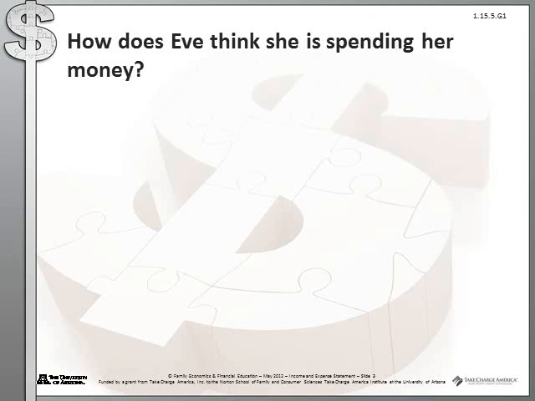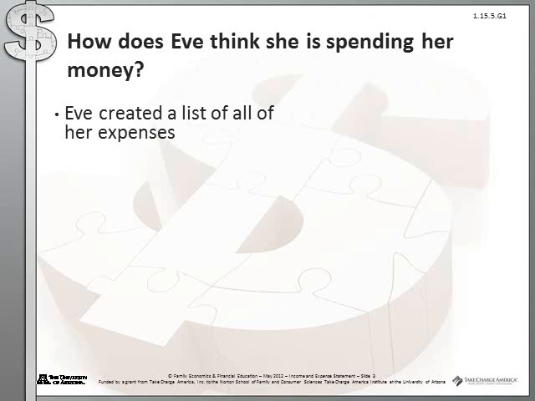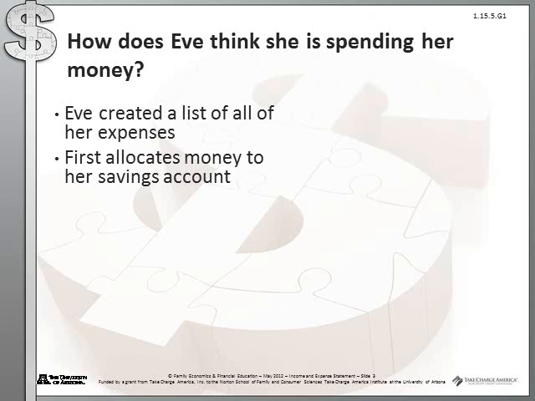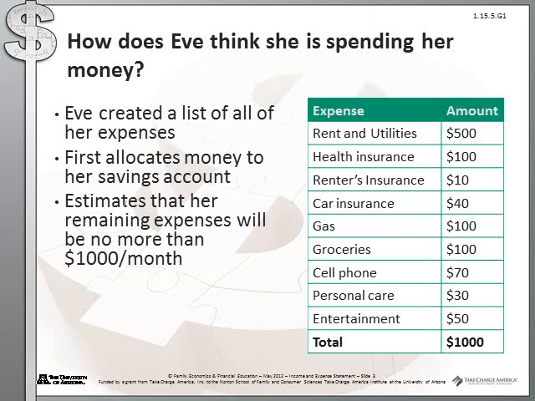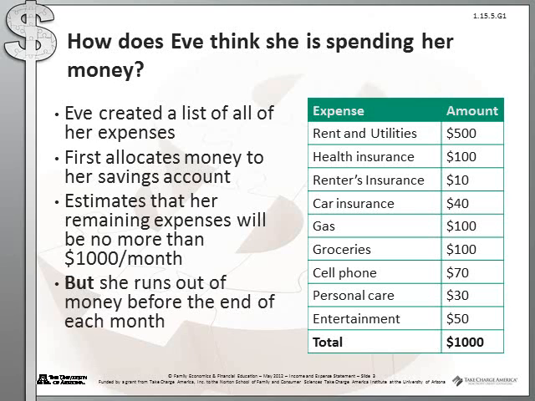How does Eve think she is spending her money? Eve creates a list of her expenses. First, she allocates money to her savings account. Next, Eve estimates how much money she thinks she will spend, no more than $1,000. But she's still running out of money before the end of each month.